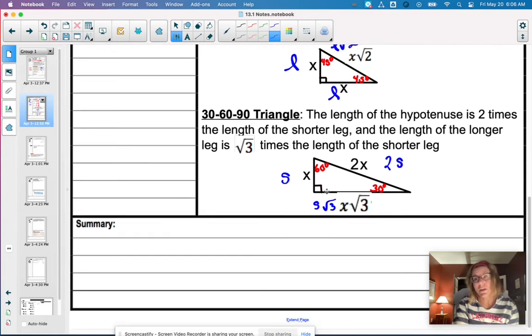On this one, it's a little different because it's a 30-60-90. So the side opposite the 30 degree angle, that's what you want to remember, is S, or if you want to call it X, it doesn't matter. The hypotenuse is always double that shorter side, and then the longer leg is just going to be S root 3.